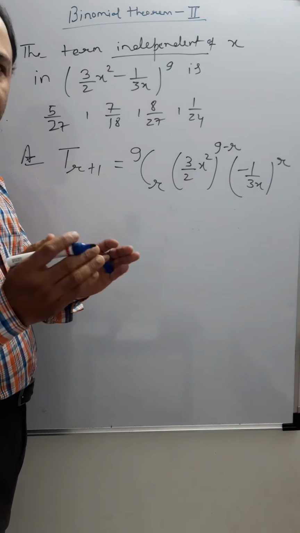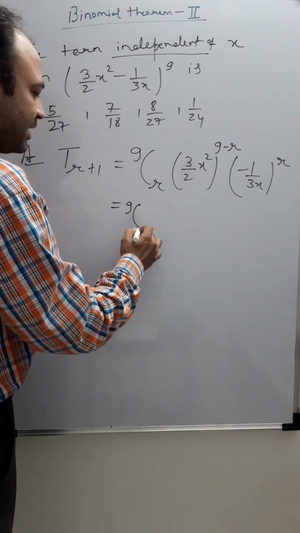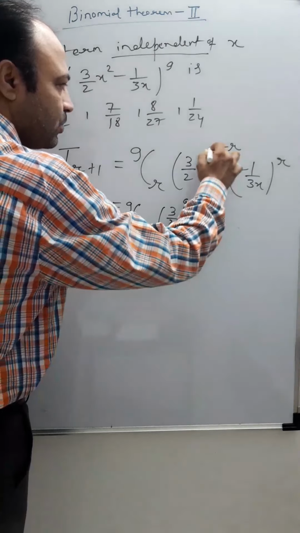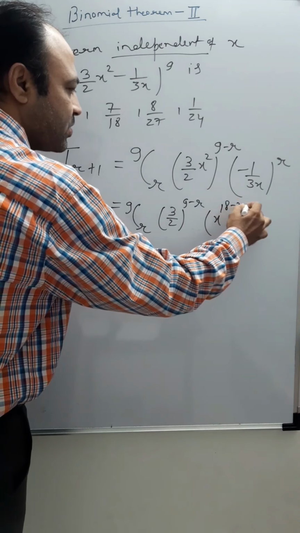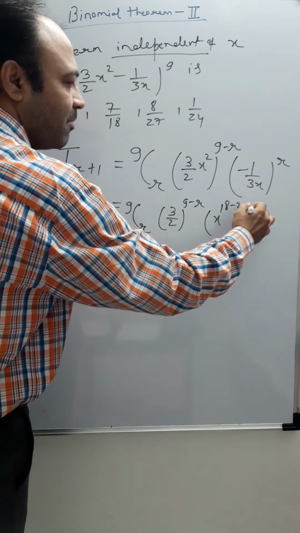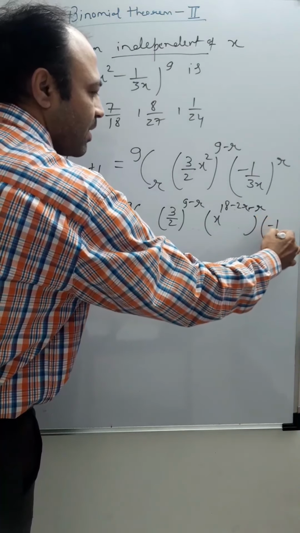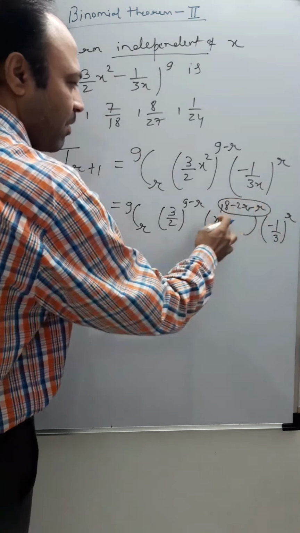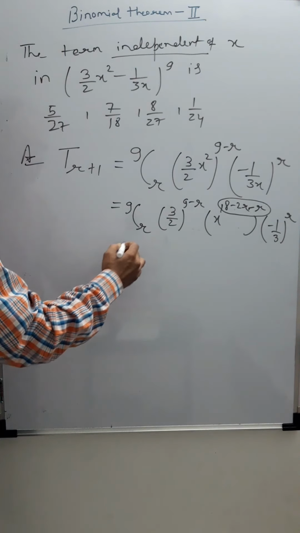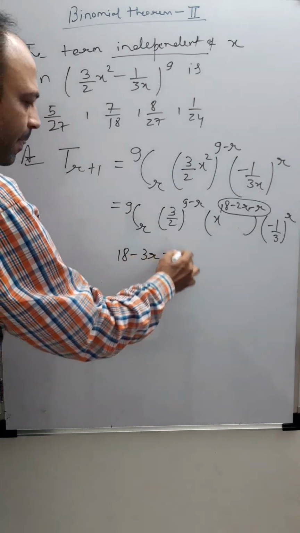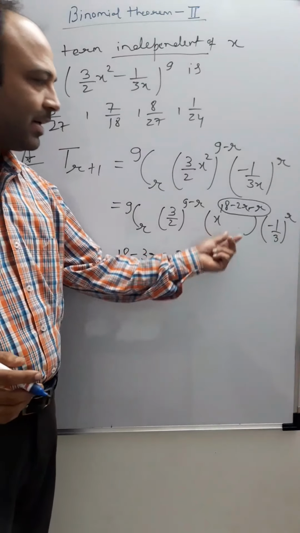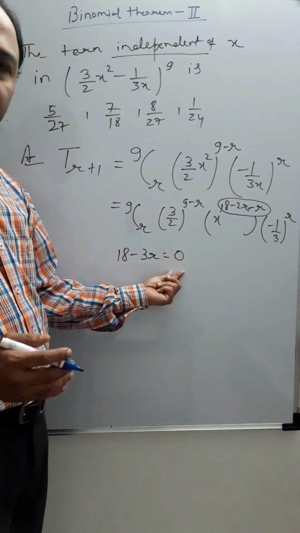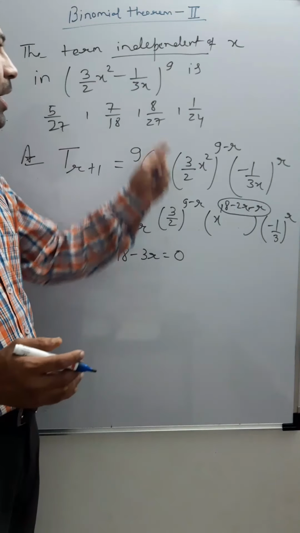Now we will accumulate the powers of x in one place. So we have 9Cr (3/2)^(9−r), x to the power 18 − 2r, and this x^r will go here and it becomes x^(−r), times (−1/3)^r left. Correct? So now for the independent term, the power of x, we will equate to 0, so then only you will get the constant term. So we collected the power of x in one place, and then this power we have to equate to 0 to get a constant term or independent term.